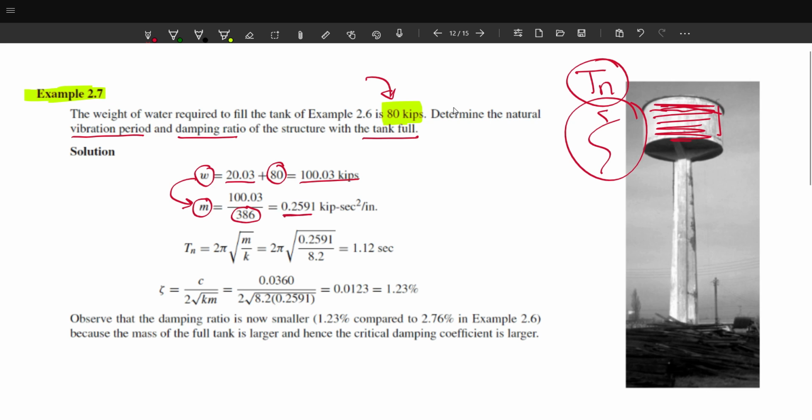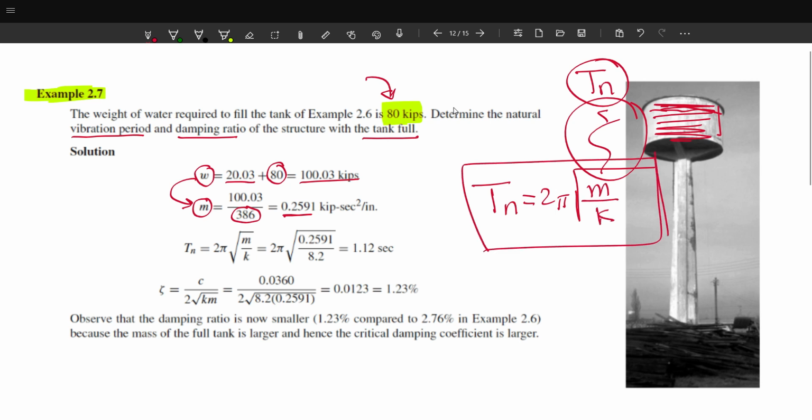Okay, now the next is Tn. What is Tn? We want Tn equal to 2 pi times the square root of the mass over k, right? This is the equation that we have obtained like 2-3 videos before. This means that our Tn equals 2 pi times the square root of m, which we have already calculated, over k. K is already obtained from the previous slide. So we have everything known in this equation, and our Tn is going to be 1.12 seconds.